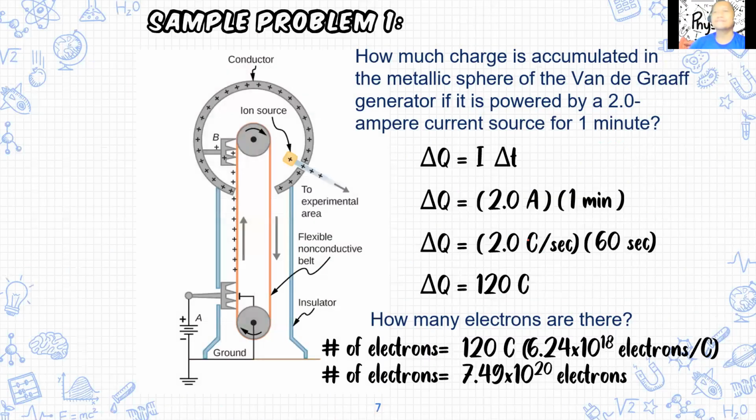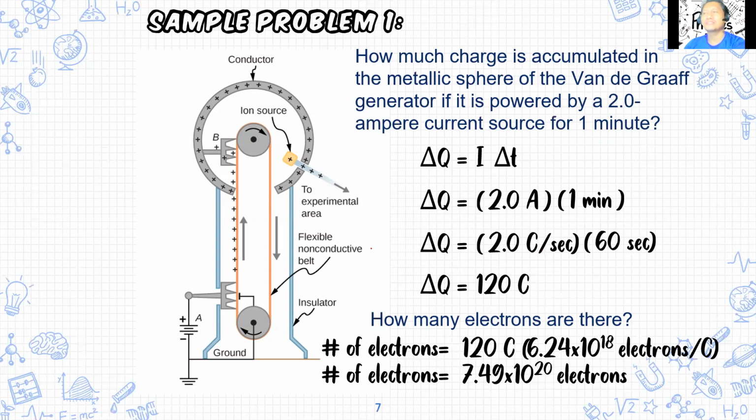Okay. Sample problem number 1. How much charge is accumulated in the metallic sphere of this Van de Graaff generator if it is powered by a 2 ampere current source for 1 minute? In problems like this, the simple thing that you need to do is identify the givens. Sometimes even if you don't understand the problem, as long as you can identify what the quantities are, you can solve the problem.